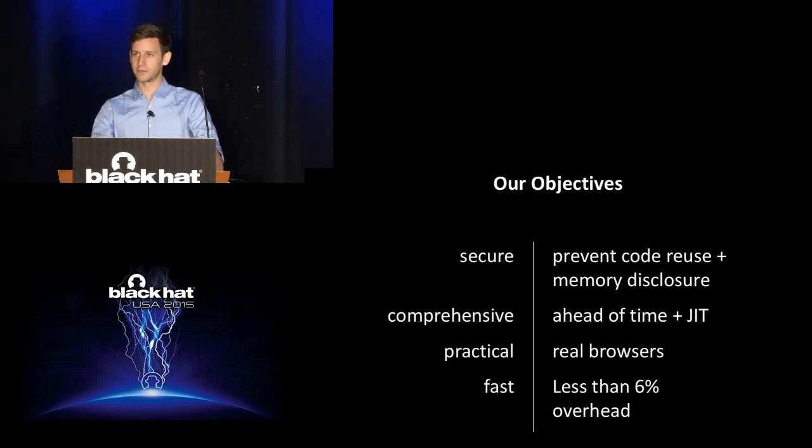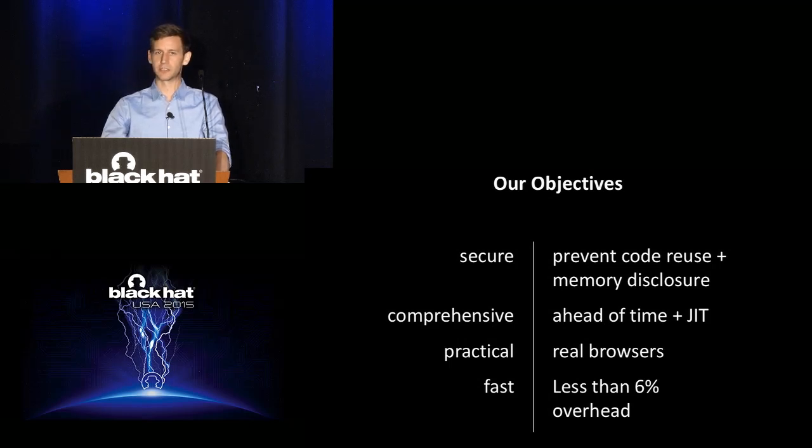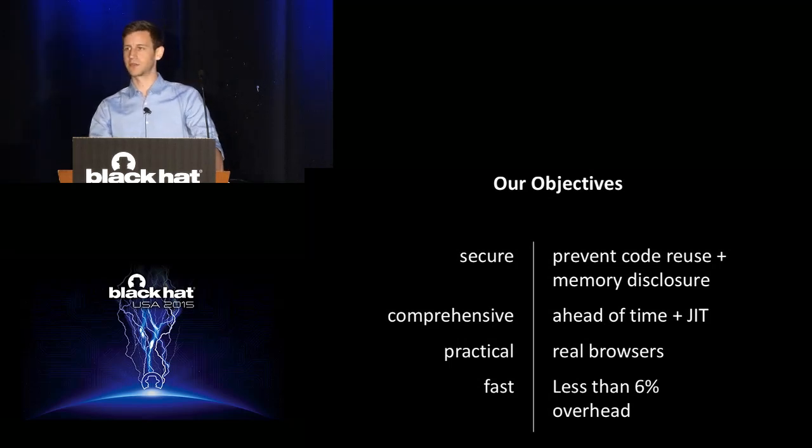We want to be comprehensive. That means we don't only want to protect ahead-of-time compiled code, but also JIT code. And of course, it should be practical. That is, we don't want to protect Hello World applications or the Windows calculator. We want to protect real browsers and complex software, so our solution must scale to really big and complex programs. And of course, we want to be fast, because nobody is going to use our solution, even if it provides perfect security, if there's an overhead of 100 or 120%.